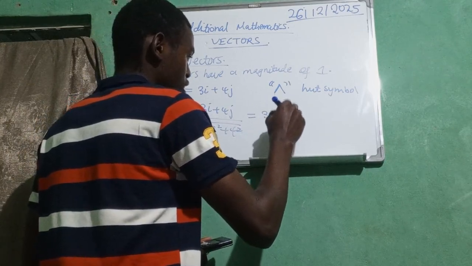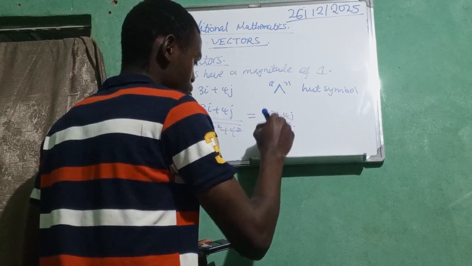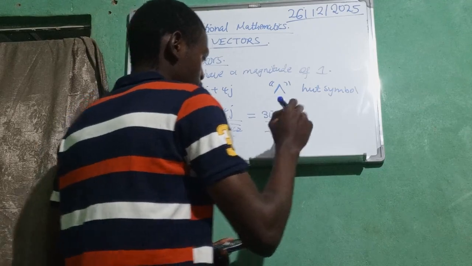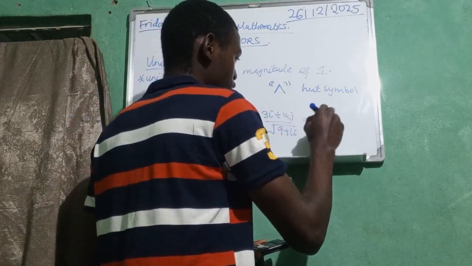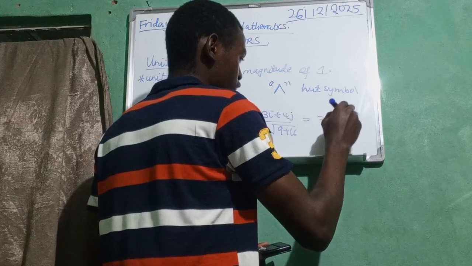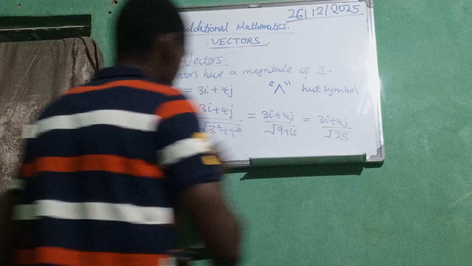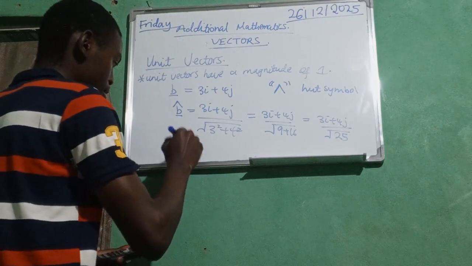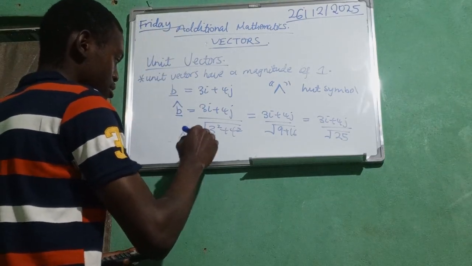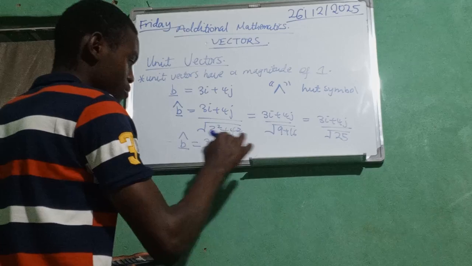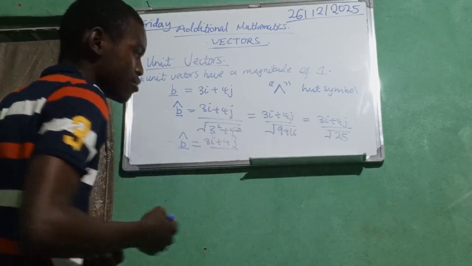That is 3i plus 4j divided by the square root of 9 plus 16, which is 3i plus 4j divided by the square root of 25. So vector b hat is equal to 3i plus 4j divided by the square root of 25.